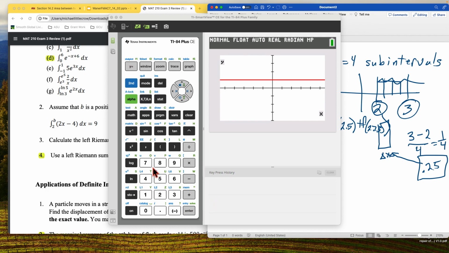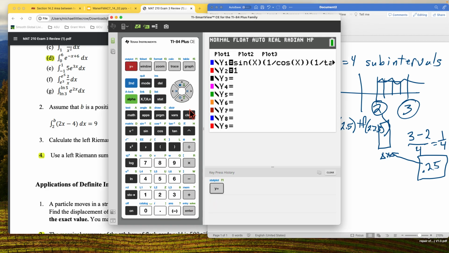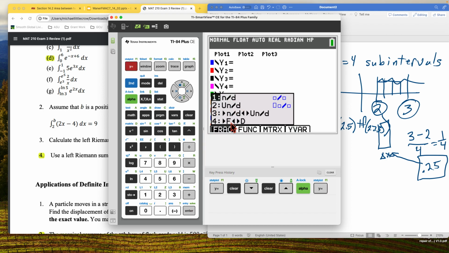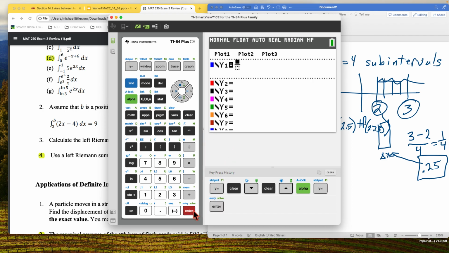Oh wow, it came right away. So then I go to y equals, clear this stuff out, and we put our function in. If you go alpha f1, you can get a fraction template with a top and a bottom. Let's see, what are we doing?